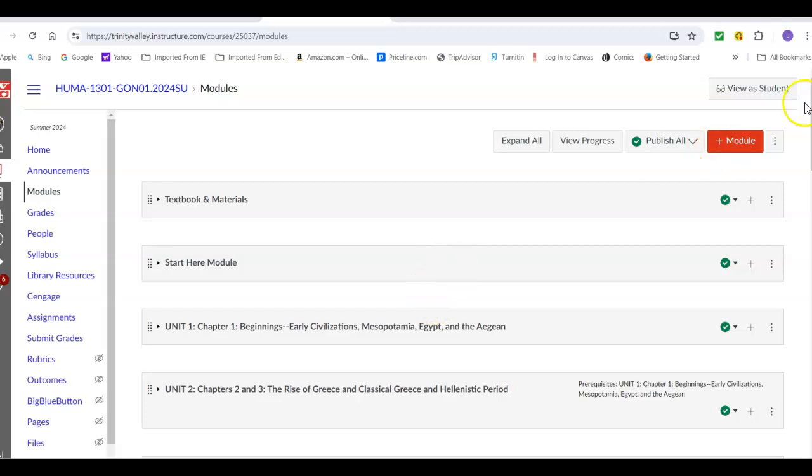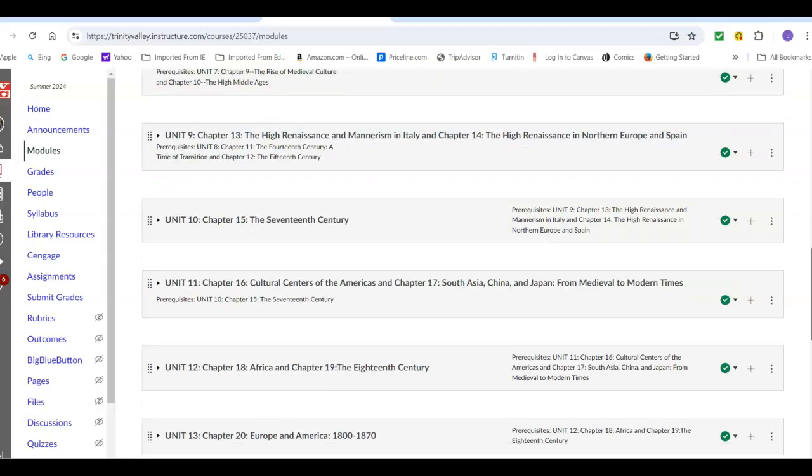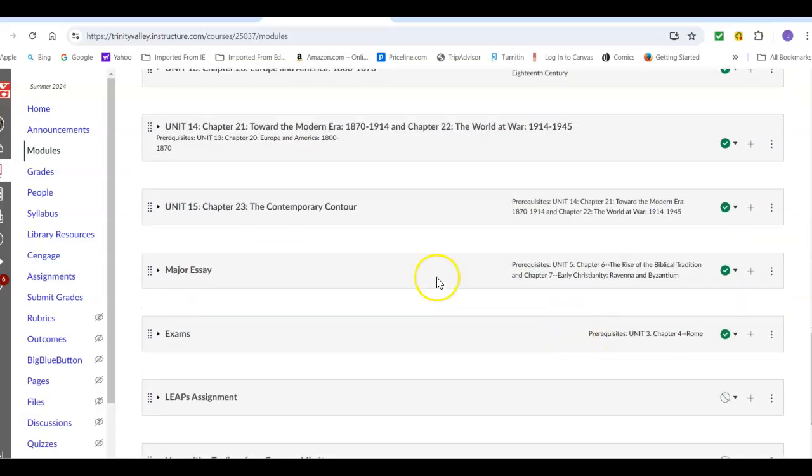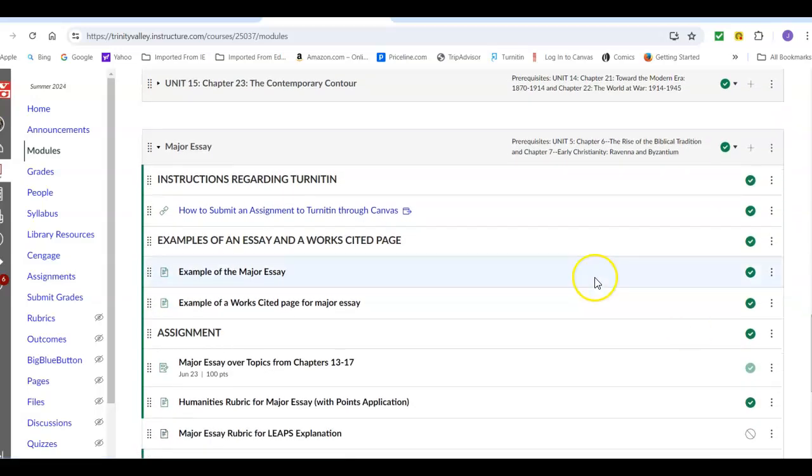At the modules, of course, you will find this at the major essay module. So you just go down to it, click here, and it opens. I have for you the instructions on how to use Turnitin, in case you're unfamiliar with that. Then I have for you an example of how the essay should look. This gives you an idea of both the structure, the MLA format, and also the length. And then an example of the works cited page, of how to do a works cited.